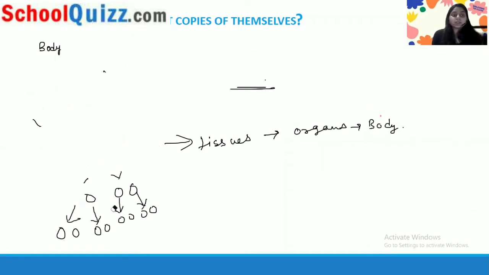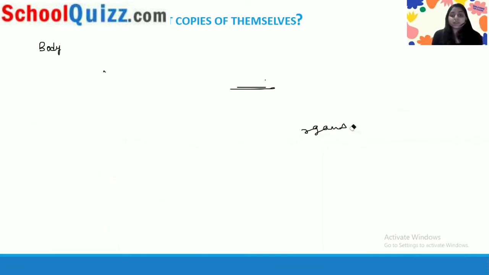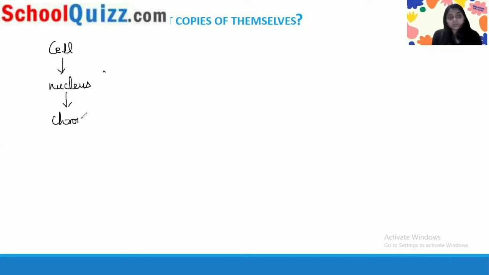So we discussed that cells form the tissue, tissues form the organs, and organs form the body. In the cell we have the nucleus, in the nucleus we have chromosomes, and in the chromosomes we have DNA.